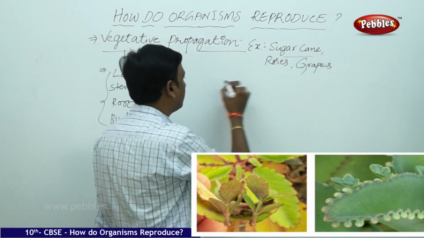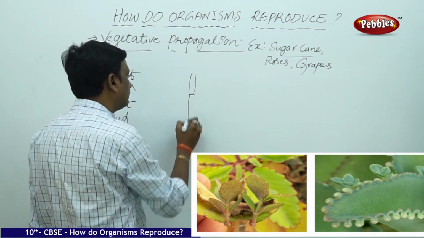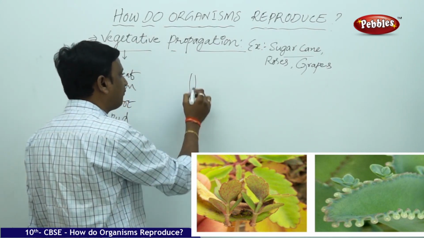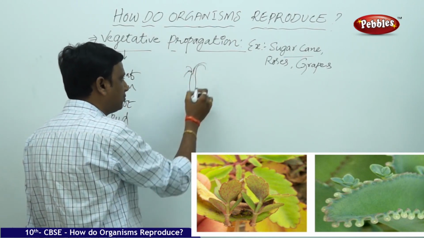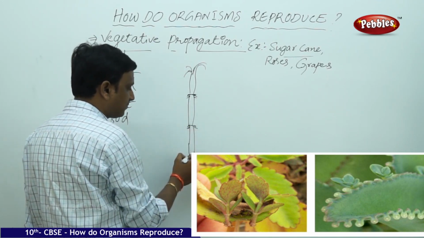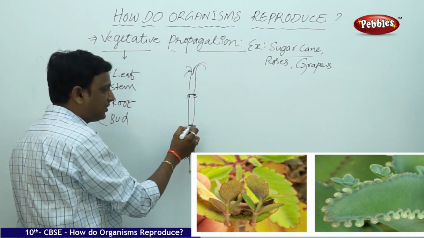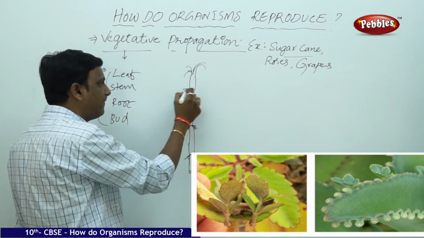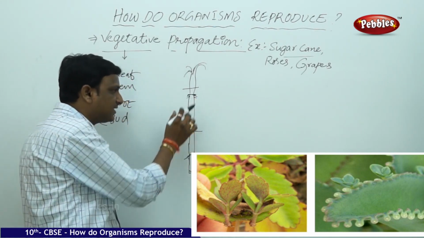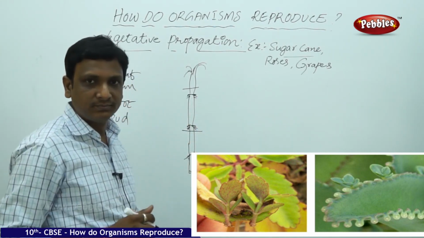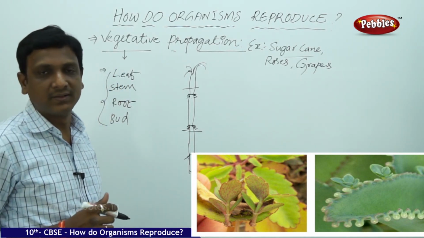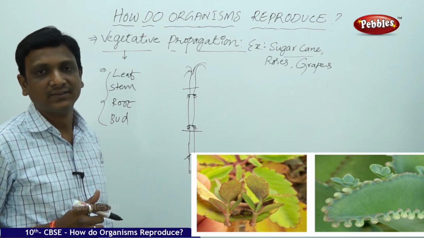Examples: sugarcane. You might have seen sugarcane. It is just like a bamboo, but it is soft and it has sugary juice. The sugarcane has so many nodes. It is divided into nodes. At each node, you can see some root-like structures. If you cut the sugarcane into parts, making sure that each part contains at least one node, and you plant that part in the soil, you will get a new sugarcane plant. That means from stem cutting.